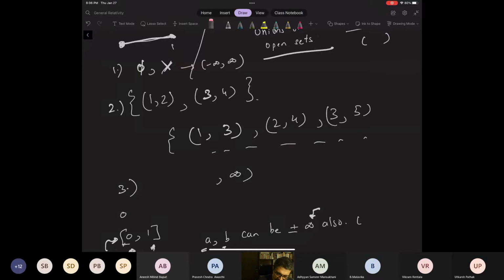So let's take the intersection of any two sets. So let's take, for example, (1, 2).